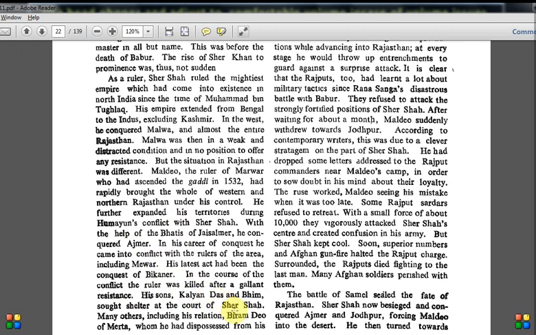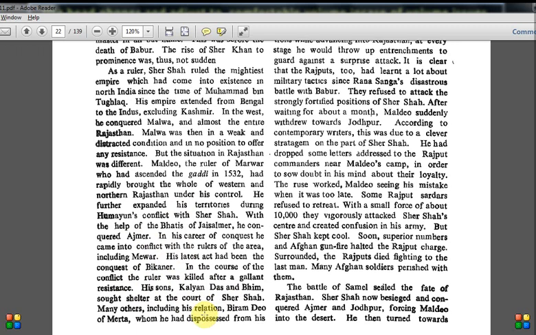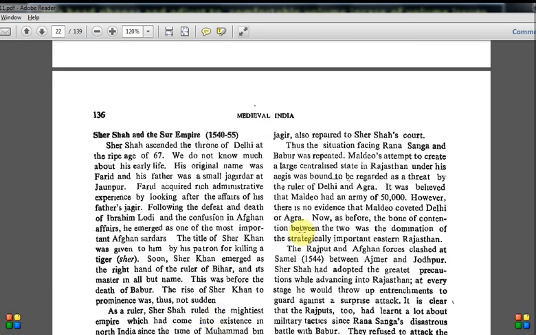That is how Sher Shah enters into this whole story. So many others, including his relation Biram Dio of Mehta, who he had dispossessed from his Jagir, also repaired to Sher Shah's court. So if you see, whoever is losing to Maldio in the western side in Rajasthan, they are all going and taking refuge under Sher Shah, because Sher Shah is one potential ruler who could dethrone that Maldio. Thus the situation facing Rana Sanga and Babur was repeated.